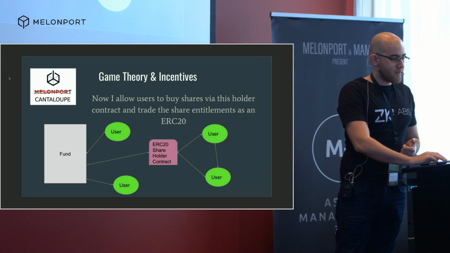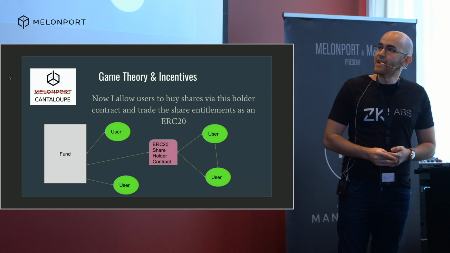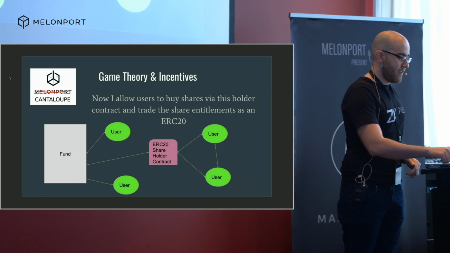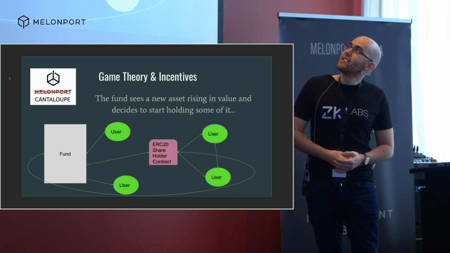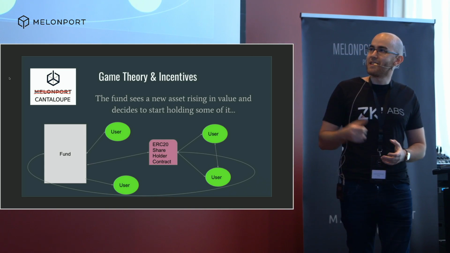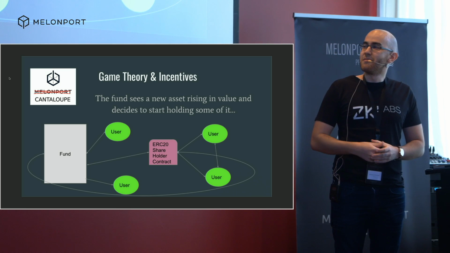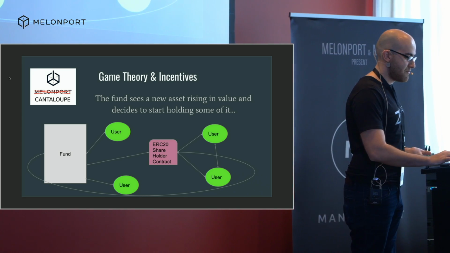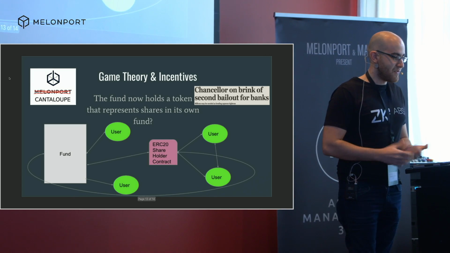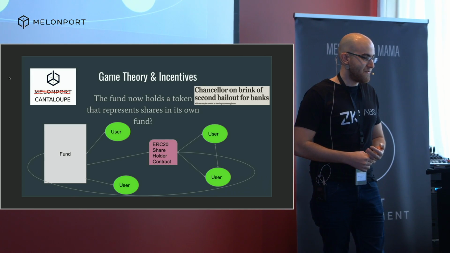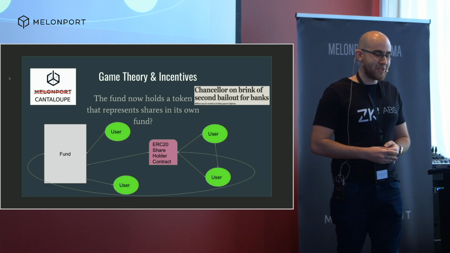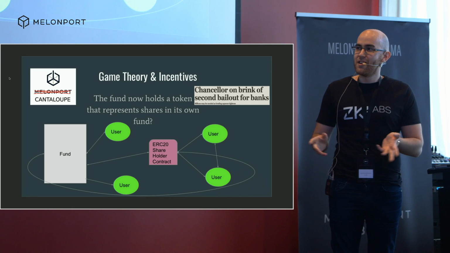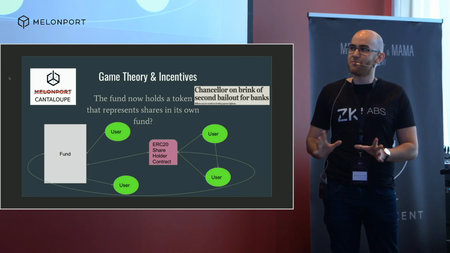However, maybe I also removed the whitelisting factor from the protocol, so then the fund can invest in whatever the hell they want, and now the fund sees a new asset rising in value, and so decides to start holding that asset, and the fund purchases ERC20 shares of this holder contract, and that becomes part of its holdings. So the fund now holds a token that represents shares in its own fund. And so either the fund's making value out of nowhere, or it's massively over leveraging itself, or something about the fund equation breaks here, right?